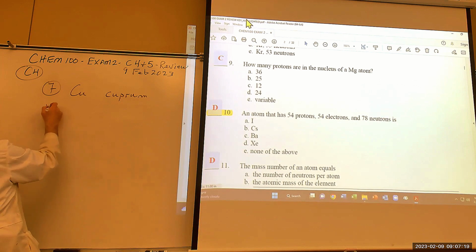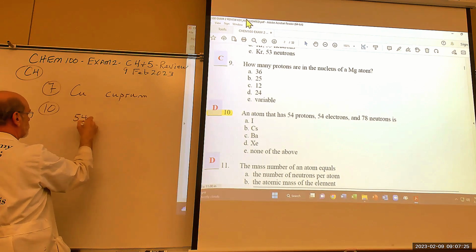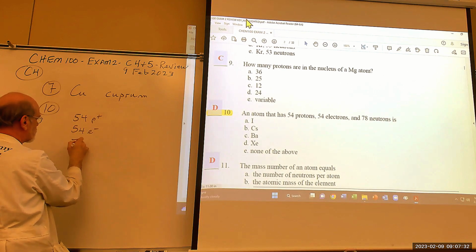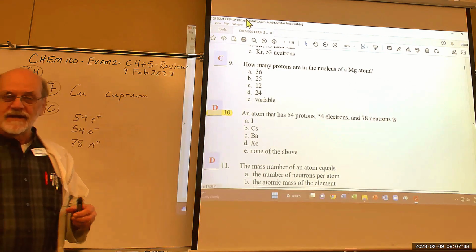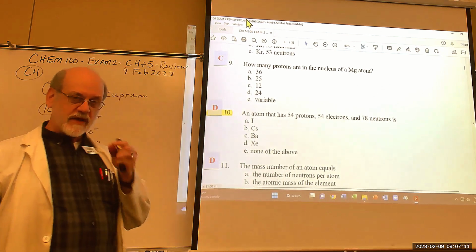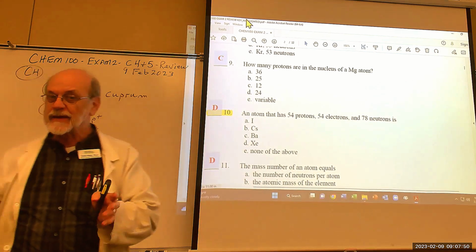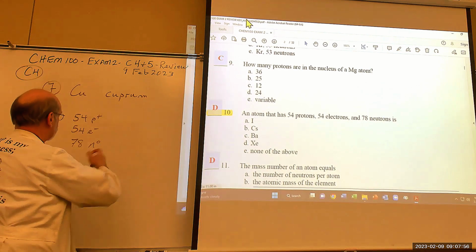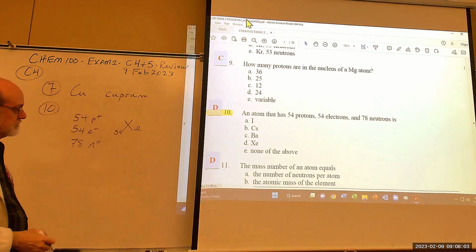How about this one? Number 10. An atom has 54 protons, 54 electrons, and 78 neutrons. What is it? If you know the number of protons, you know the element, because the number of protons is unique to every element. So 54 protons, look on your periodic table, and 54 makes it xenon. All right.